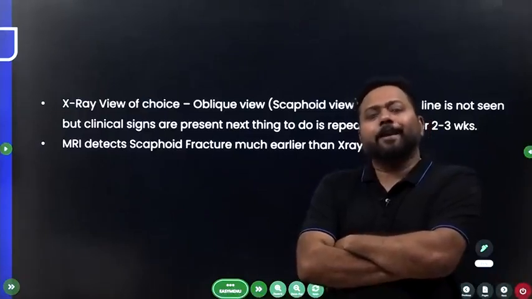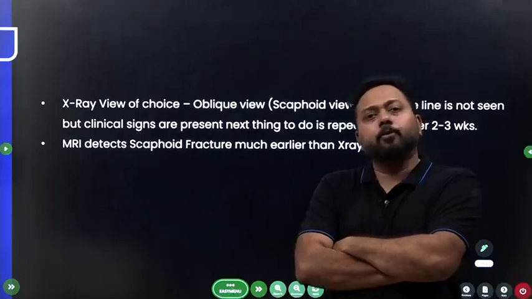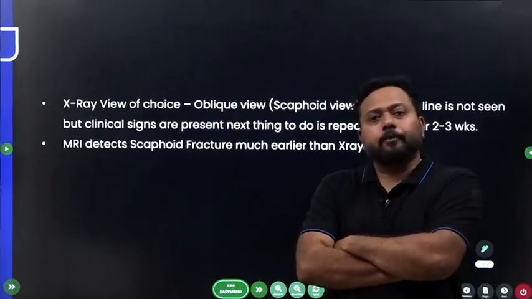You took a good X-ray. The X-ray is not showing you a scaphoid fracture. What will you do next? This is the question.